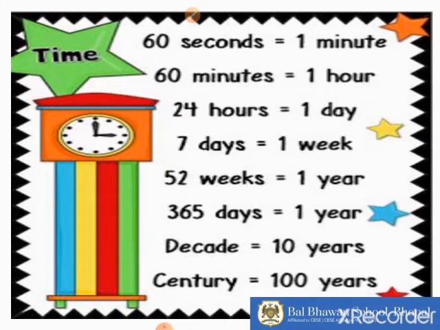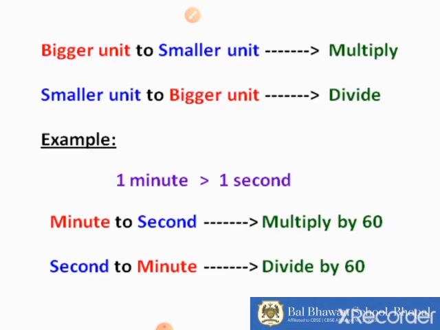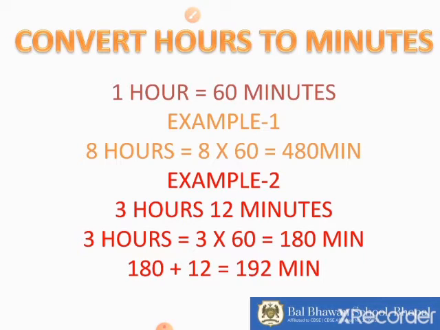Let us see how we can convert them into each other. To convert a bigger unit of time to a smaller unit, we should multiply. And to convert a smaller unit of time into a bigger unit, we should divide. For example, if you have to convert a minute into seconds, since minute is greater than second, we should multiply by 60. But if you have to convert seconds into minutes, since second is smaller than minute, you should divide it by 60.